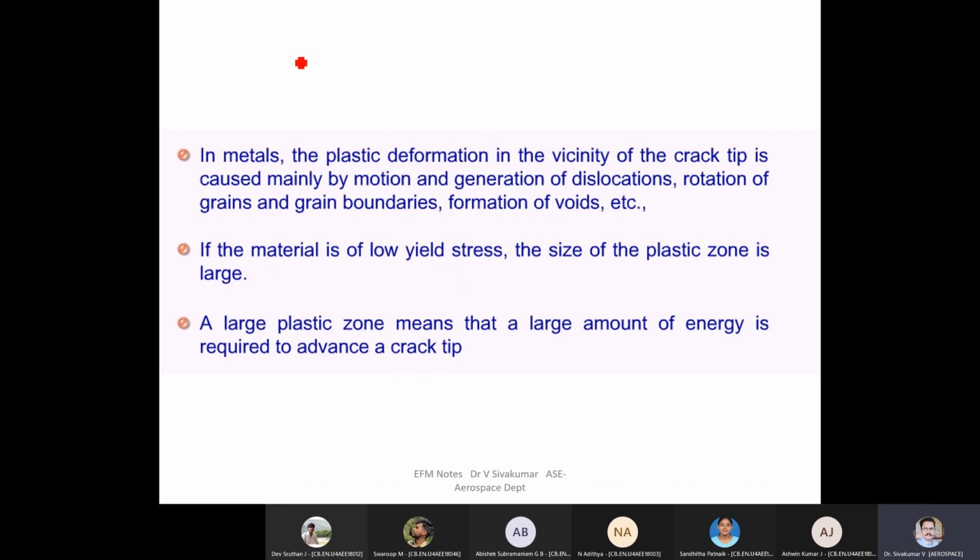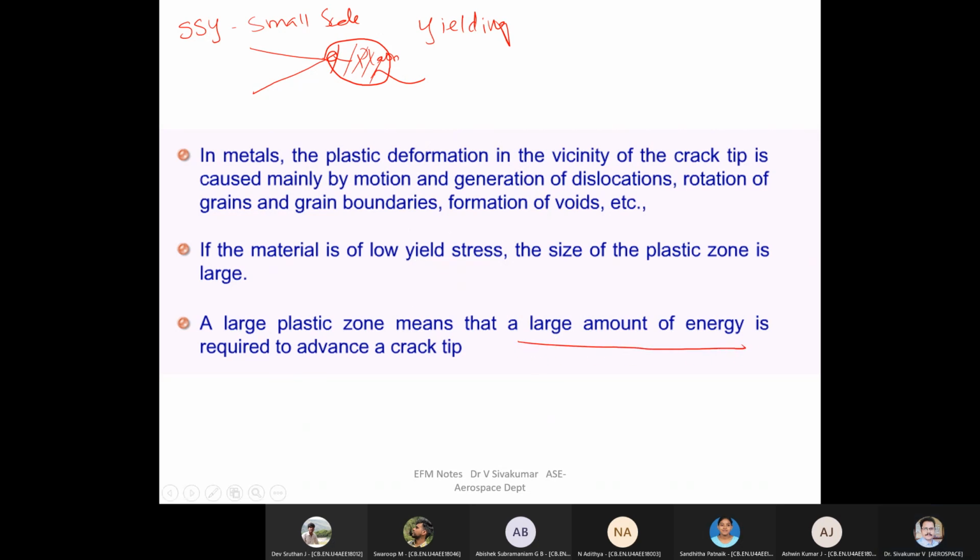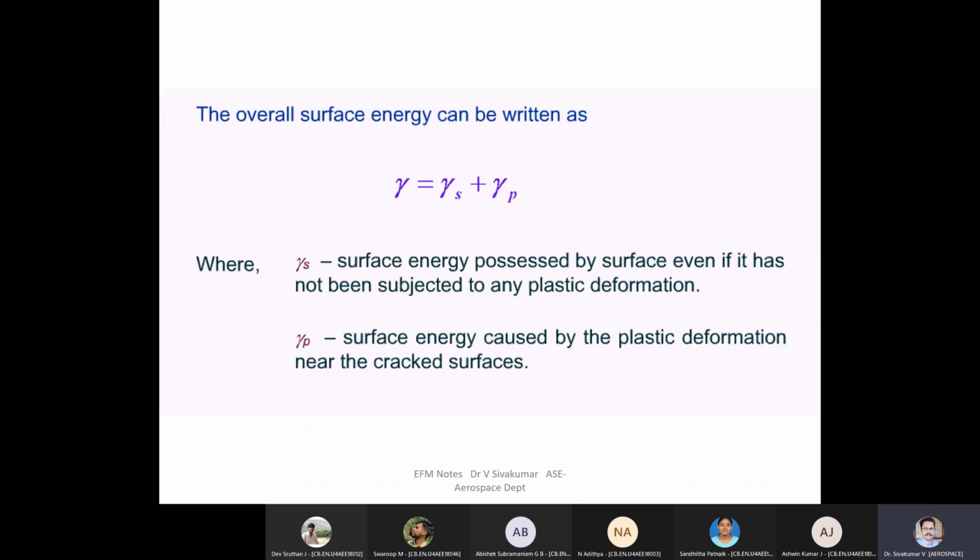Suppose we are talking about SSY, small scale yielding. Small scale yielding means only a small amount of plasticity, so you need less energy to crack. But if the size of the zone is more, then obviously you need a large amount of energy to advance a crack. These are all Irwin and Orowan's observations.